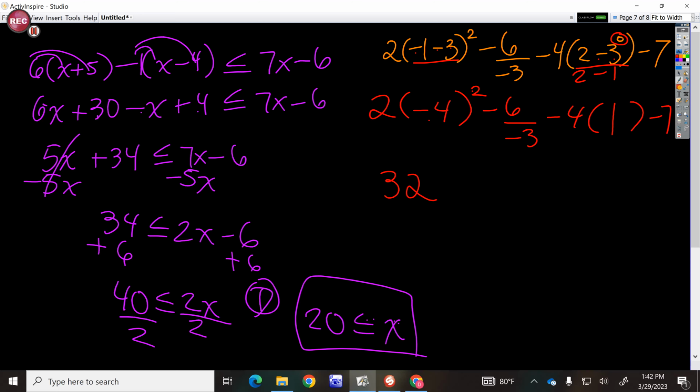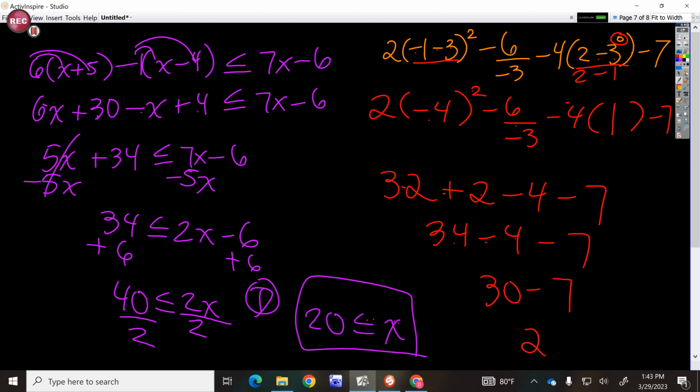So far, so good. Now, anything that touches a fraction belongs on top. So this is -6 divided by -3, which equals +2. -4 times 1, -4. Bring down your -7. Once you put all that together, we get to the right answer. 32 plus 2 is 34. 34 minus 4 is 30. 30 minus 7 equals 23. So far, so good?